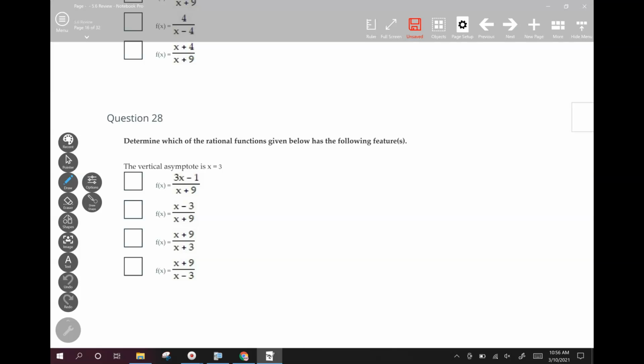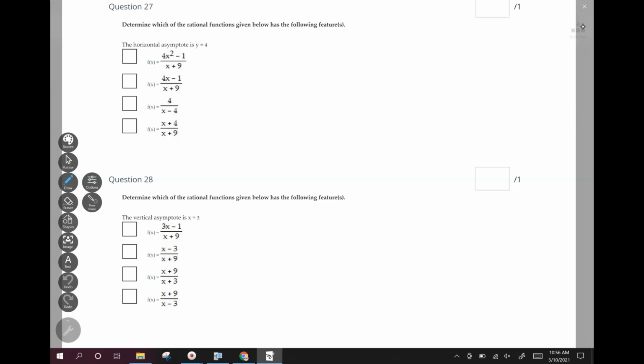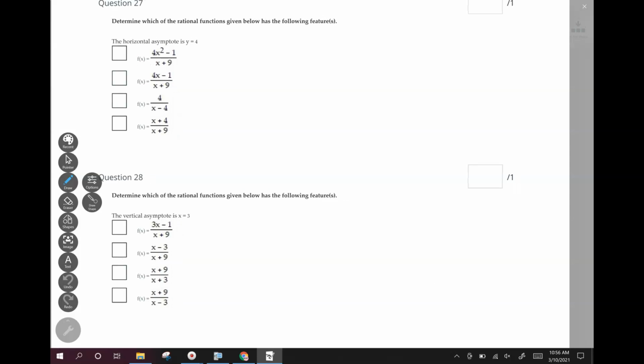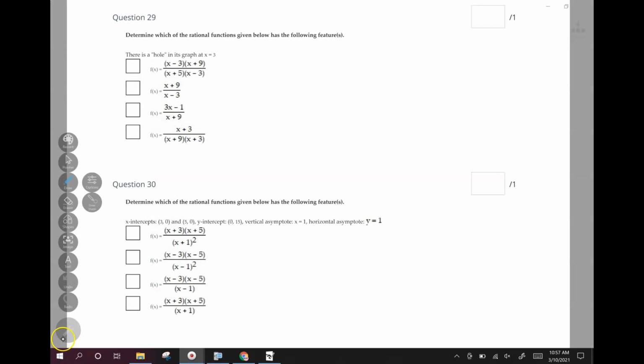Y-intercept is where x equals 0. I think we've already talked enough about our asymptotes for you to figure these out. Number 27 is talking about horizontal asymptotes, so remember that's dependent on your degrees. Number 28 is talking about the vertical asymptote, so that is dependent on the denominator equaling 0. What causes a hole? That's when you have a factor in the numerator and denominator that cancel. So when factors cancel, that's where you get a hole.